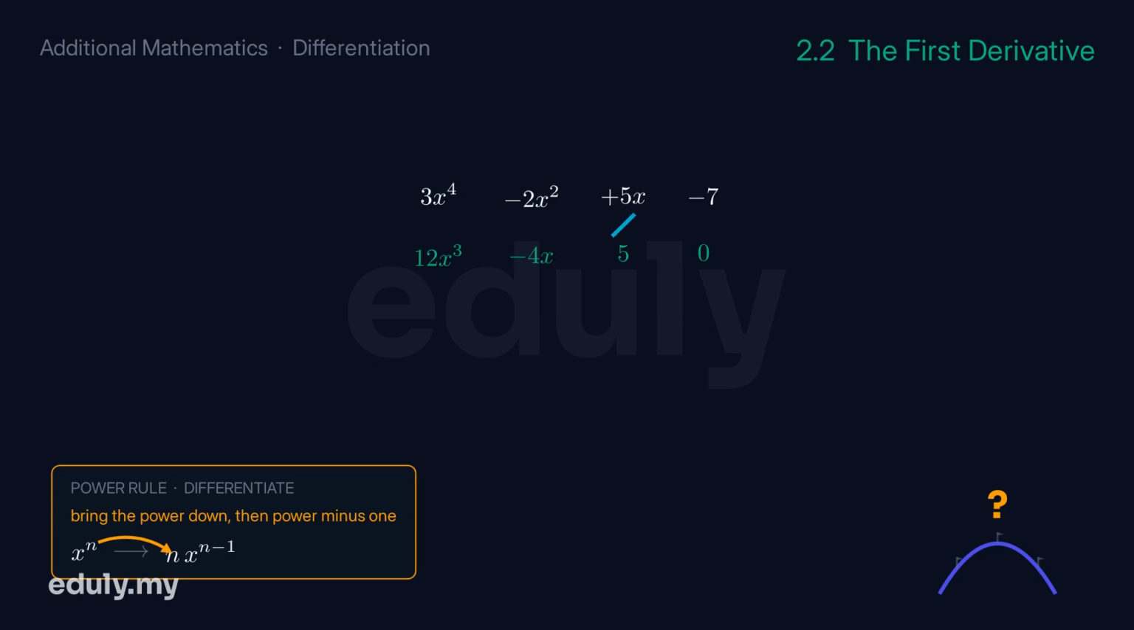Watch the plain x term carefully. Its power is 1, so it still brings something down. Its derivative is just its coefficient, never 0. It's the bare number sitting on its own. The true constant, that gives you 0, because something that never changes has no steepness at all.